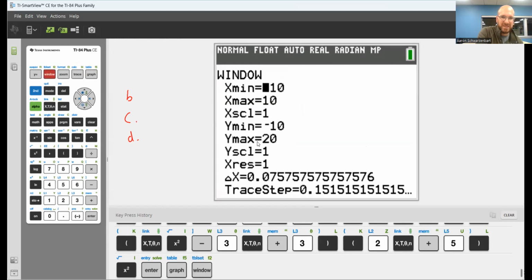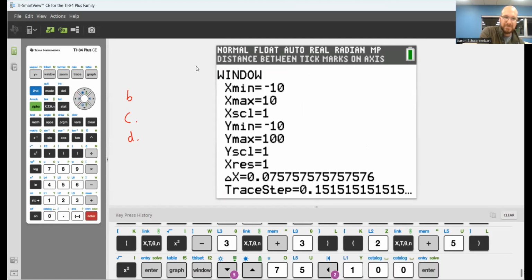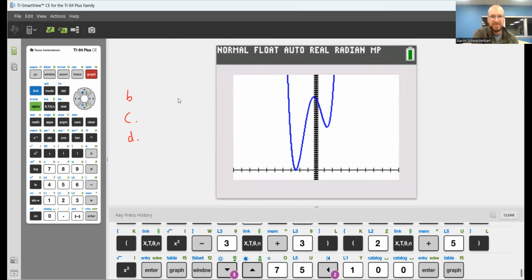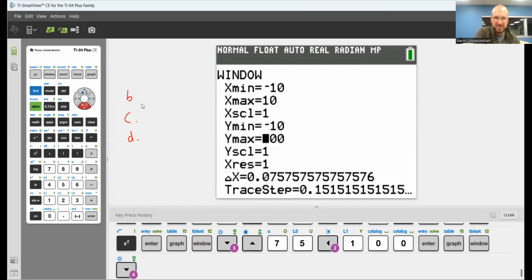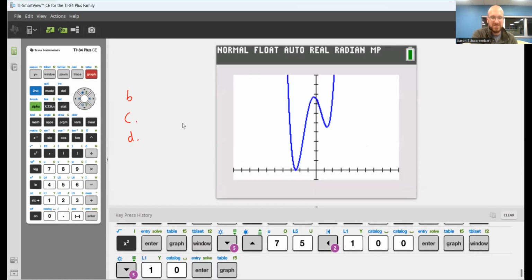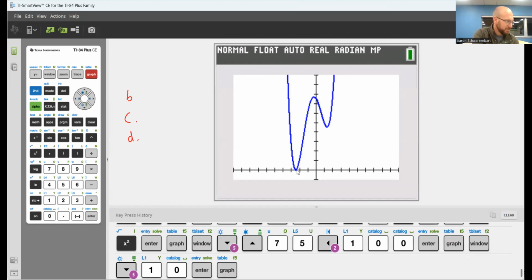This doesn't show as much as I'd like it to. So I'm just gonna make my Y max like 75. They did 100. We'll do 100. All right. It would look a little nicer if I'd make my Y scale here 10. That looks a little nicer. I do believe this simply bounces off the axis.